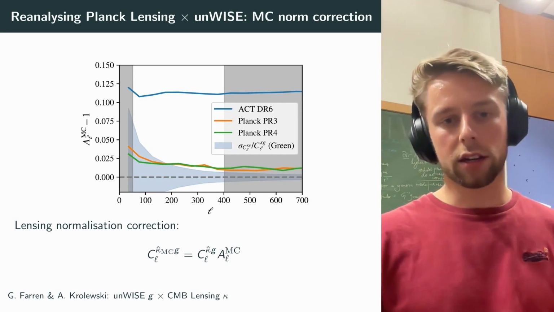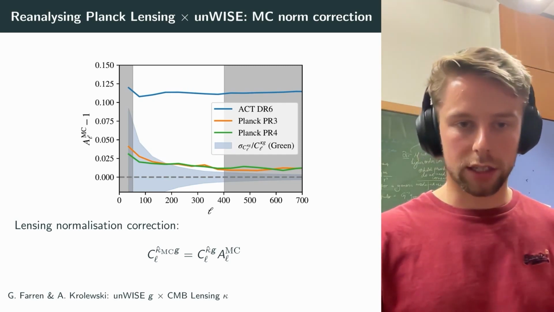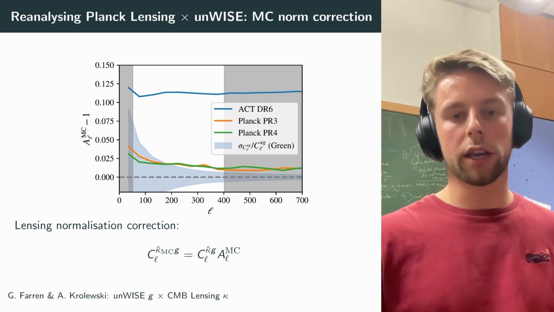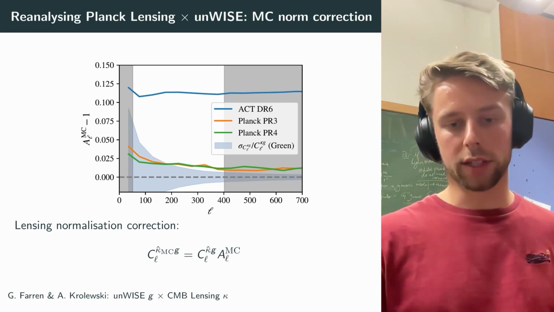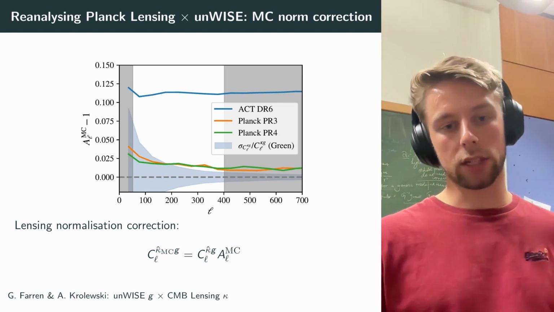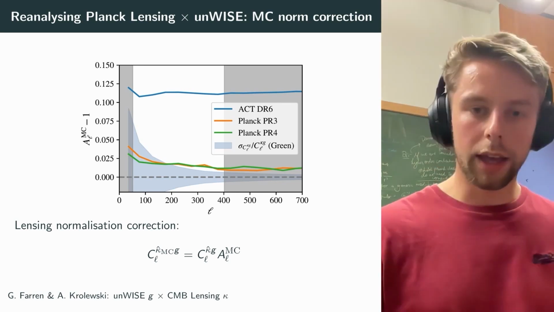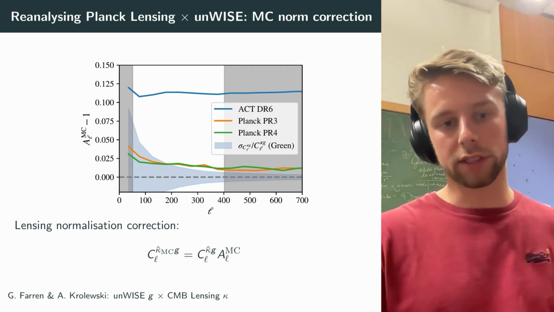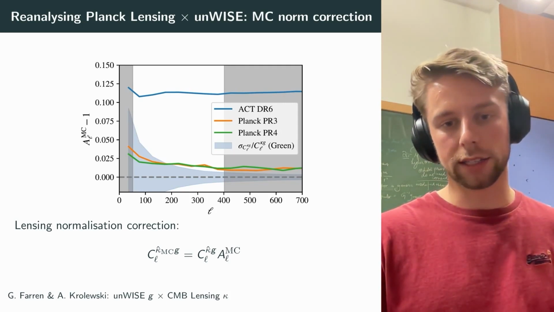But as you can see here, for Planck, this effect is about 2%, which is comparable to the error bars in the unWISE analysis. So this is a significant effect that needs to be accounted for. And we did this in addition to all the improvements that we've made on the modeling and Galaxy side.